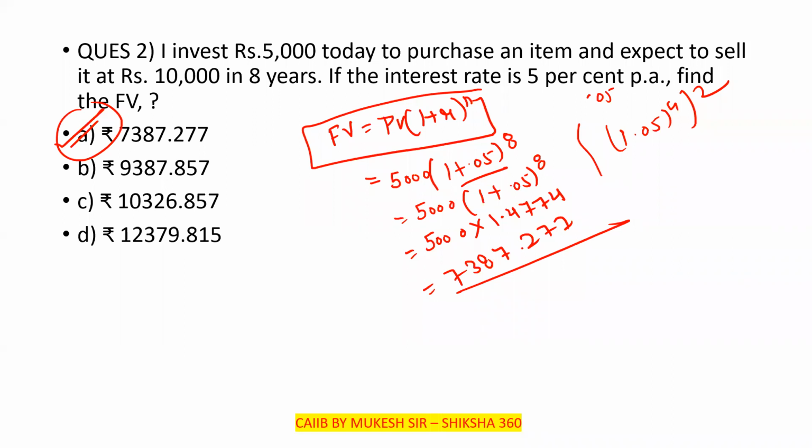So present value is 8,000 into 1 plus r. R here is 0.05, and n is equal to 8. Any doubt, any query regarding this question, please tell fast.